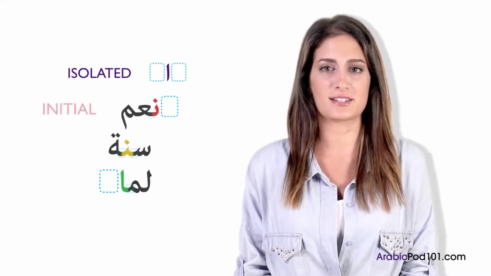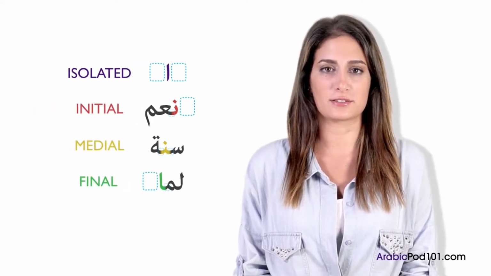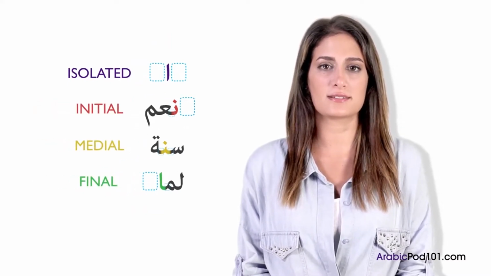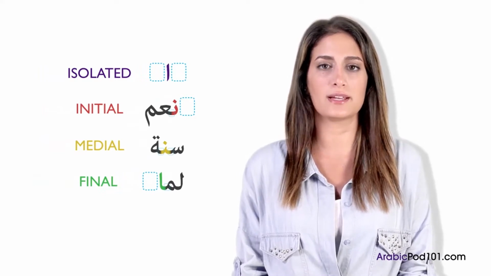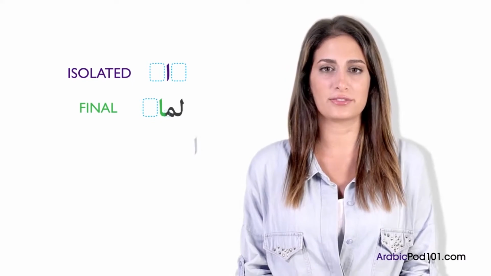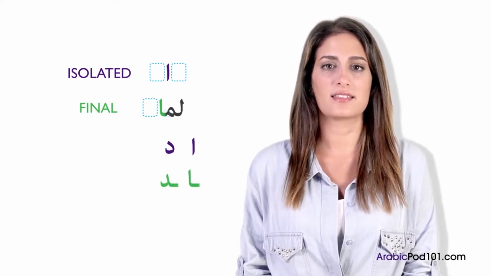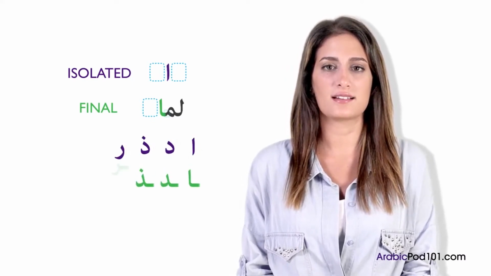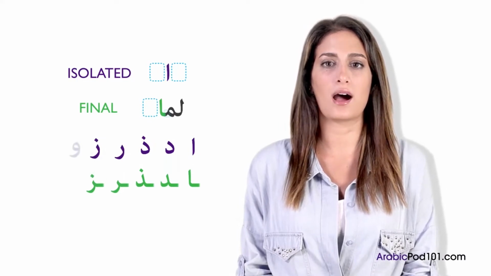Letters of the Arabic alphabet have 4 ways to connect to the letters before and after them: isolated, initial, medial, and final. However, there are letters that don't follow that rule and only have 2 forms of connection. They are alif, dal, dhal, ra, zayn, waw. Now let's review the letters we've learned so far.